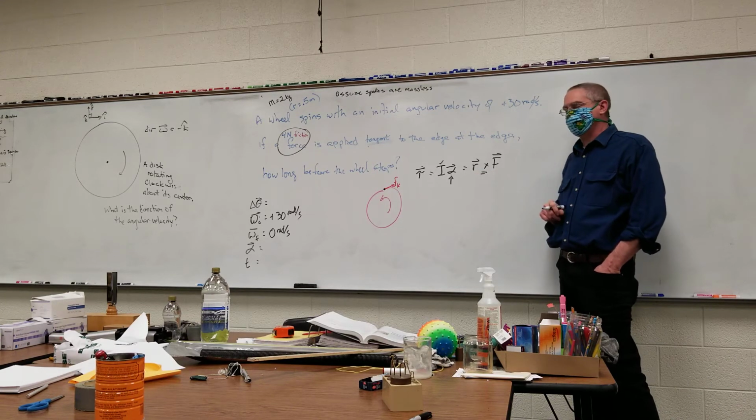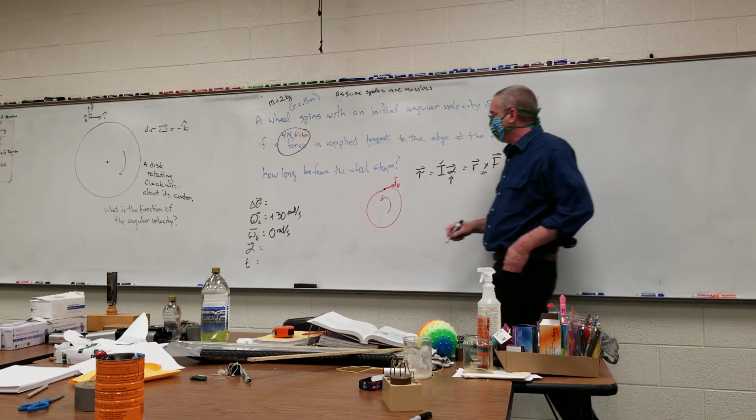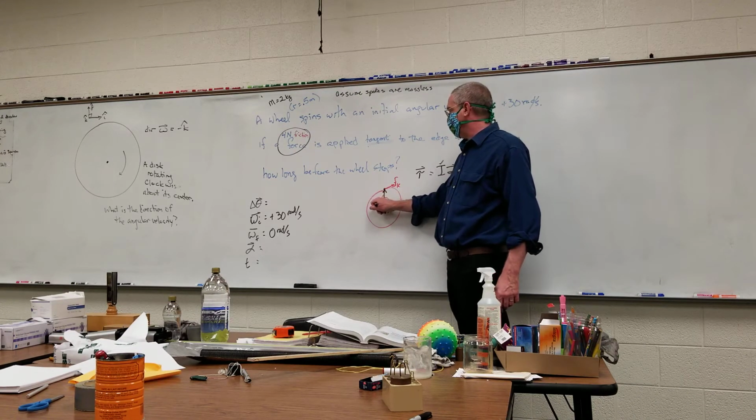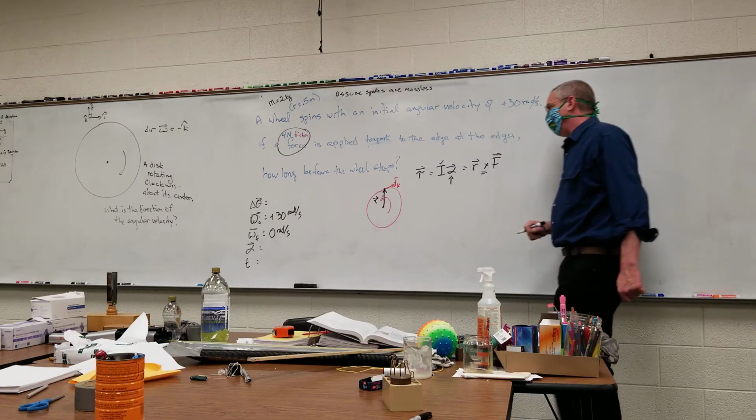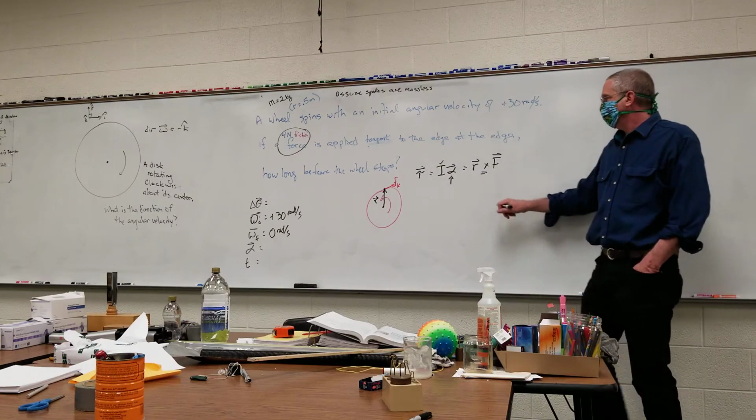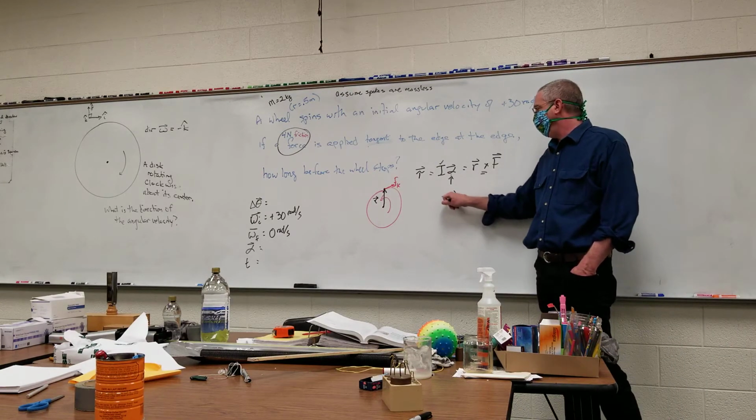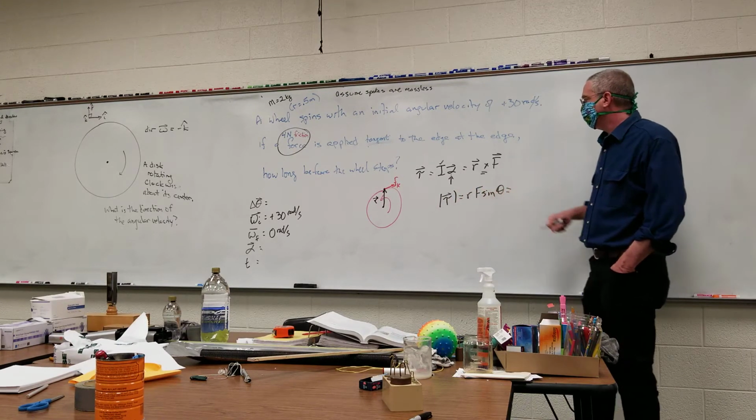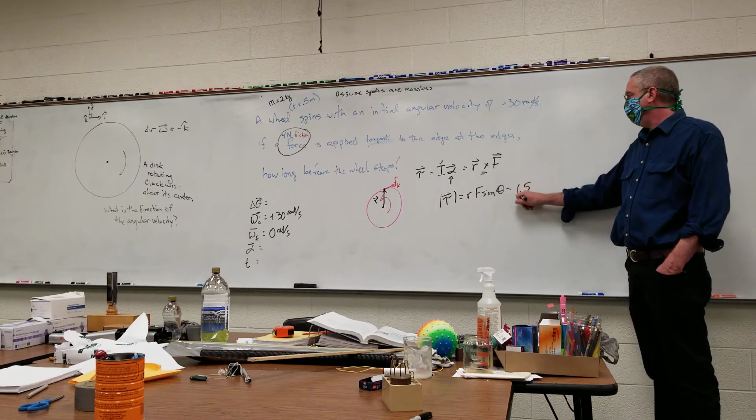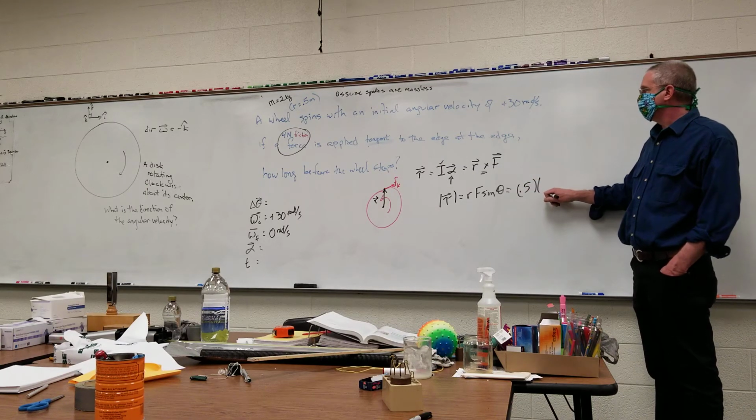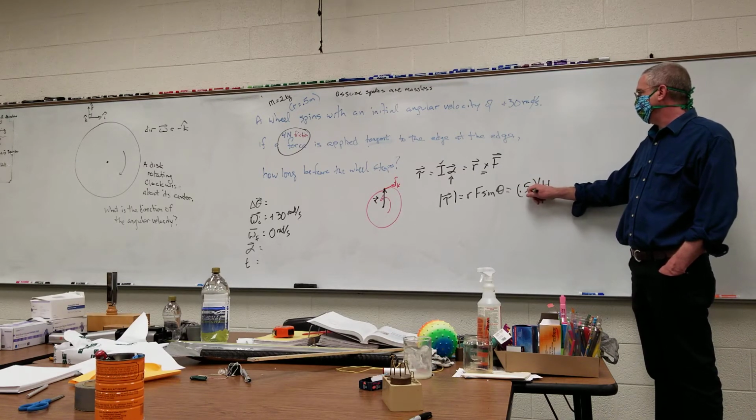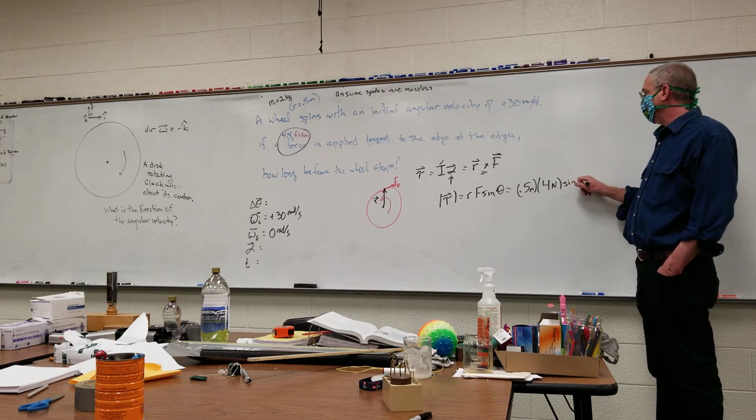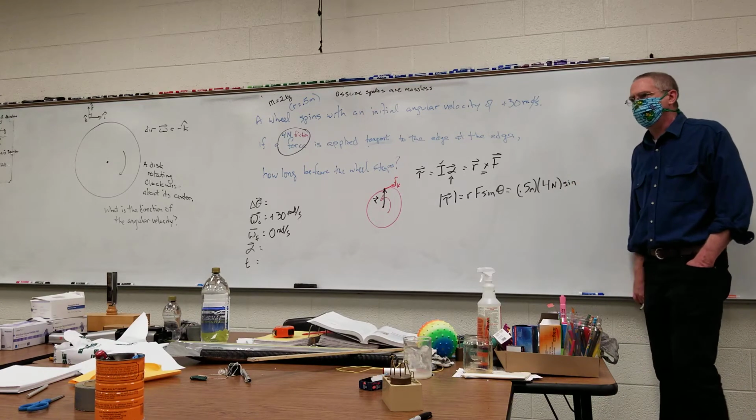So the cross product tells us that we want perpendicular. So we have R. R is a vector from the axis of rotation to where the force is applied. So the magnitude of my torque would just be R F sine of theta. So that's 0.5 times 4, so 0.5 meters, times 4 newtons, times the sine of, what is the angle between them?